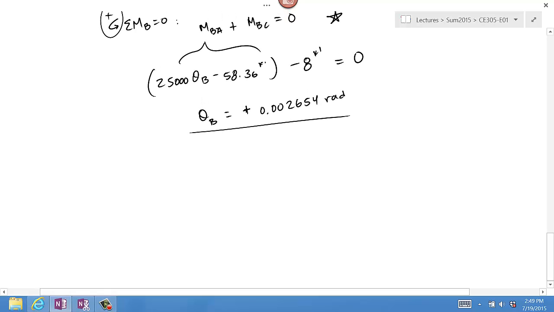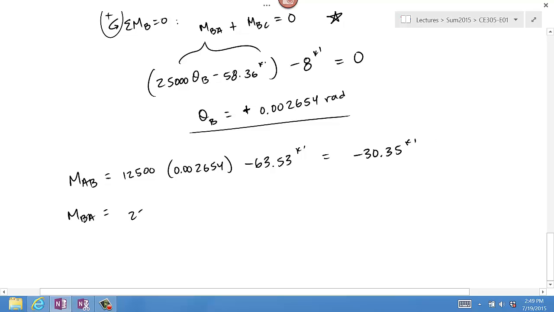Whatever sign you get here, keep the sign, and then the next thing we're going to do is substitute that theta B into all of our slope deflection equations that we have up there. So this would be 12,500 times 0.002654, that's the theta B, minus the 63.53 kip feet. This gives me minus 30.35 kip feet. MBA is 25,000 times the theta B, which is 0.002654, minus 58.36. This gives me 8 kip feet.